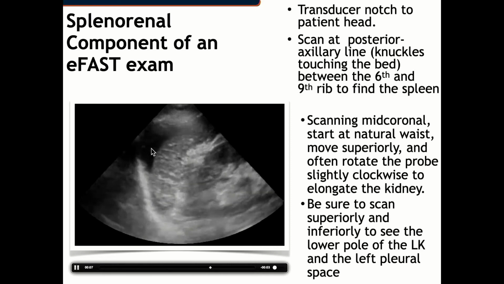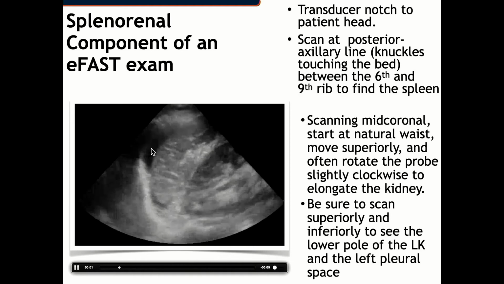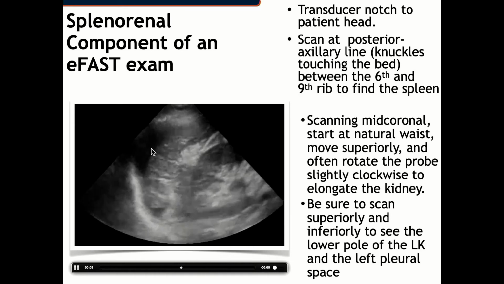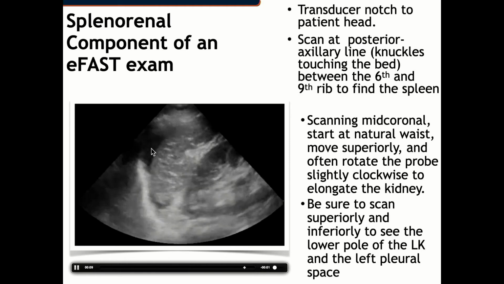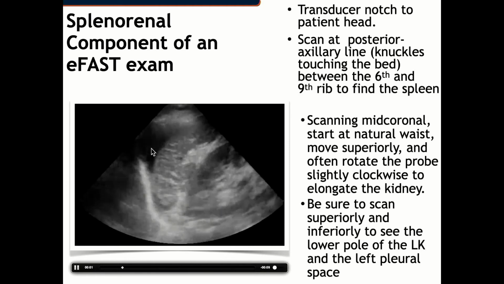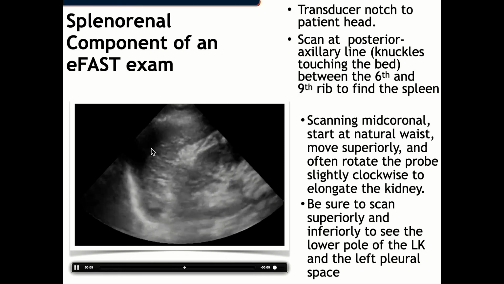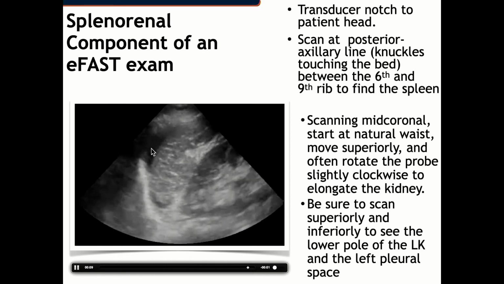superior to the spleen. And so you need to, again, you're scanning axillary, mid-axillary line, probe to the patient's head. And remember, the spleen is little. Your probe is going to be quite high. Start at the natural waist, mid-axillary, and go north until you find a kidney or a spleen.